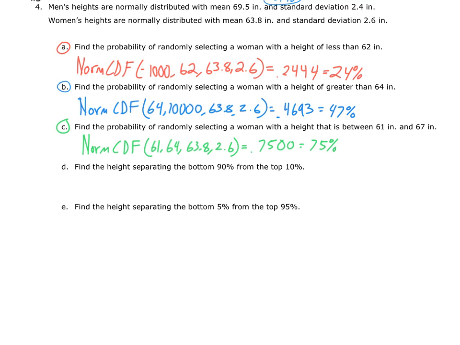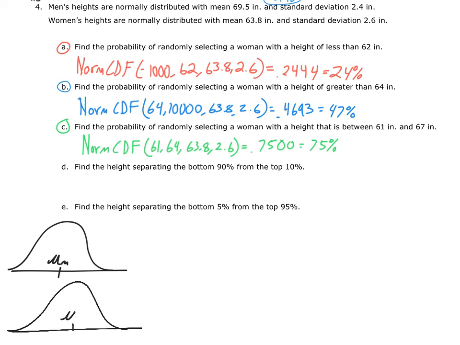So let's continue with D and E. These look a little bit different. It's still dealing with men's and women's heights that are normally distributed. So I'm going to draw 2 curves, one corresponding to the males and one corresponding to the females. Here's going to be my mean for the males, and then right below that the corresponding curve for the females. So here's my curve for the mu of the females.